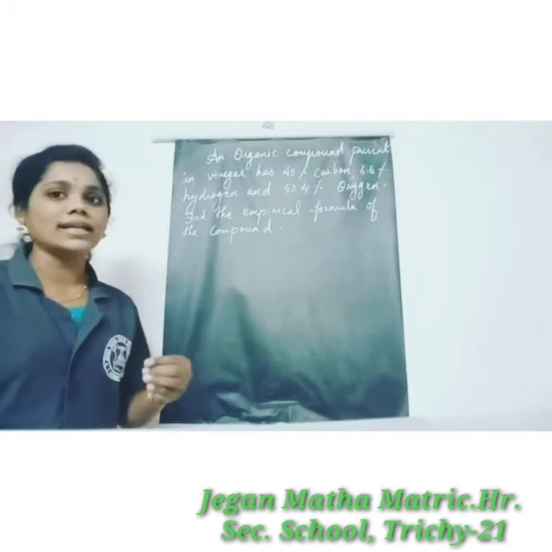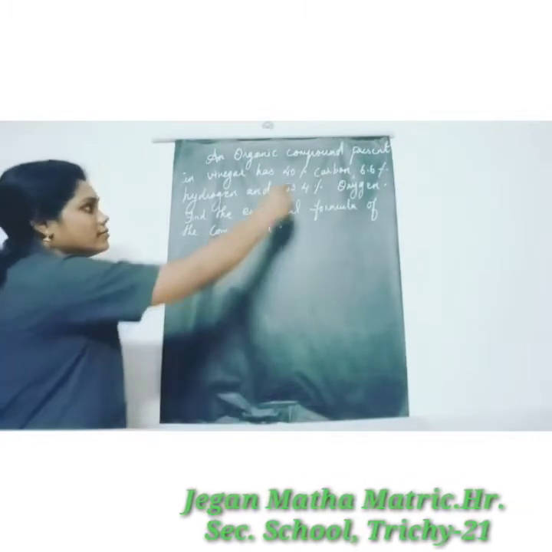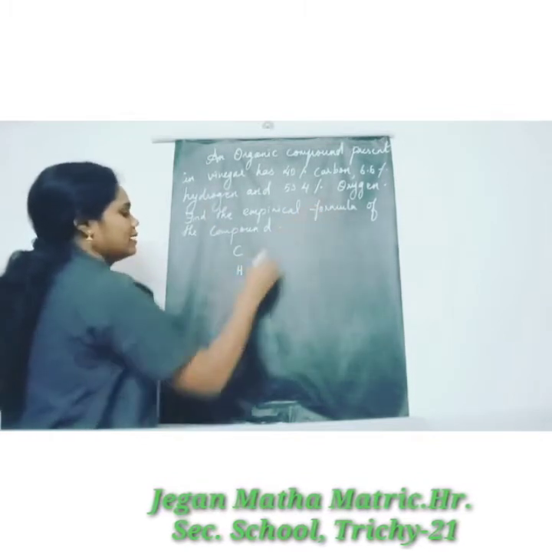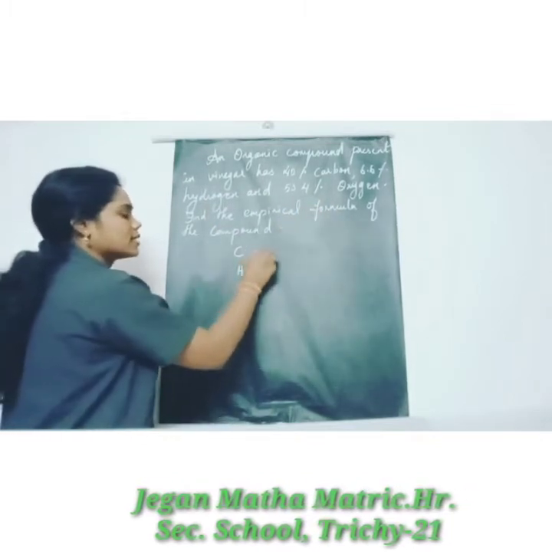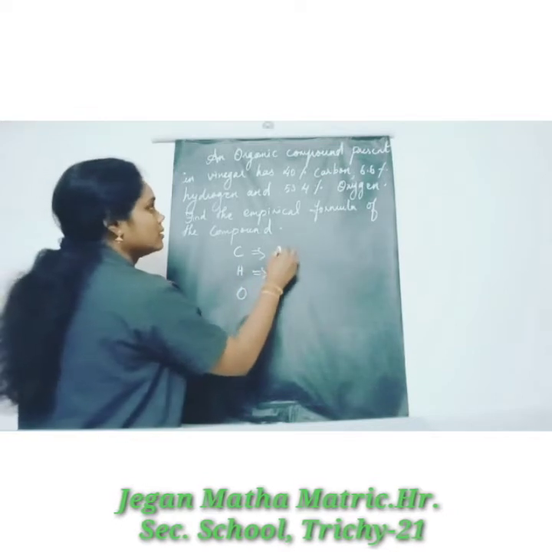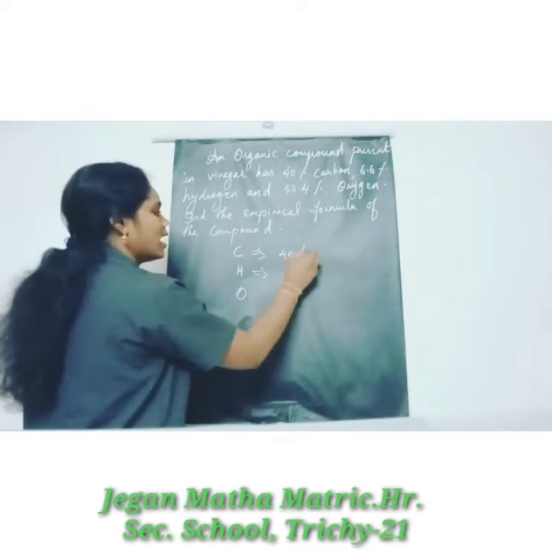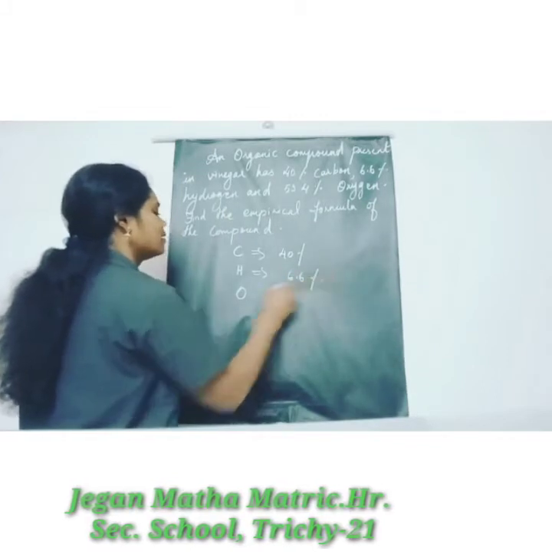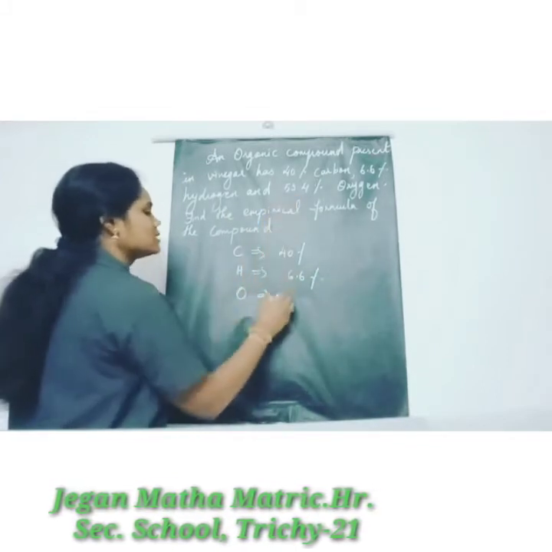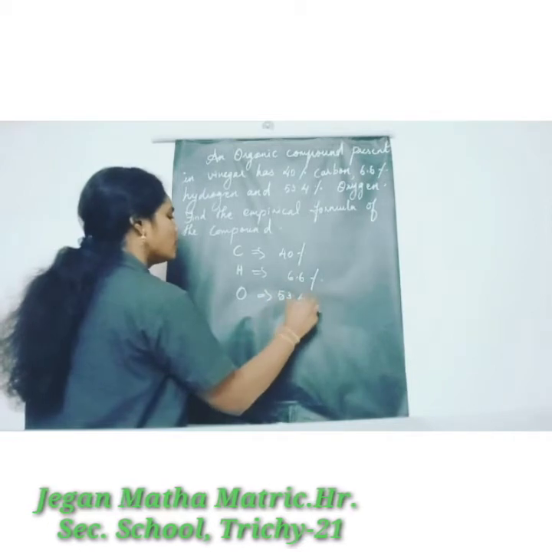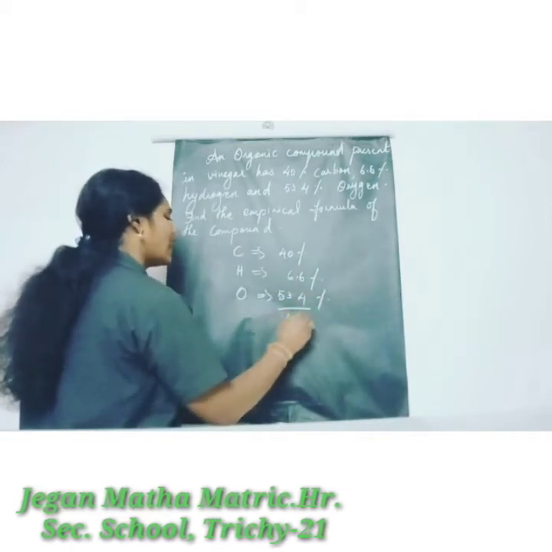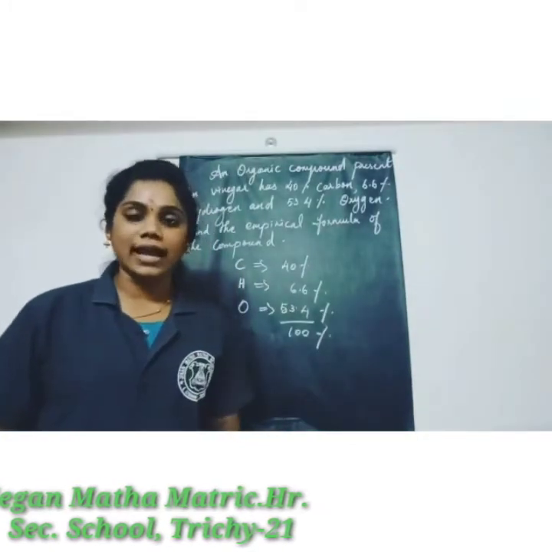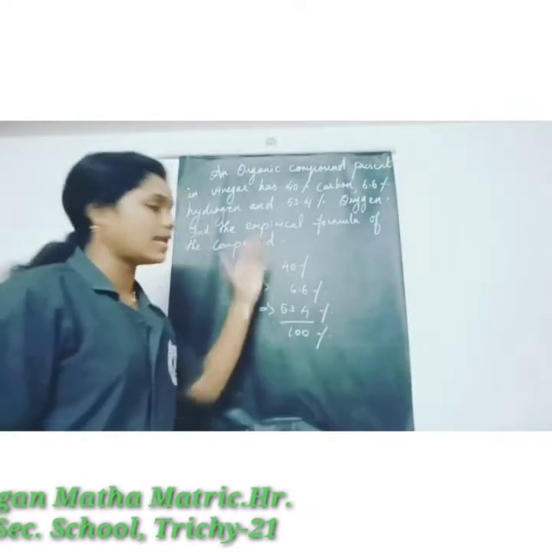First, what compounds are given here? First one is carbon, then hydrogen, and then oxygen. Carbon composition is 40%, hydrogen composition is 6.6% and oxygen composition is 53.4%. So totally 100% is given. After that we find the empirical formula from the given data.